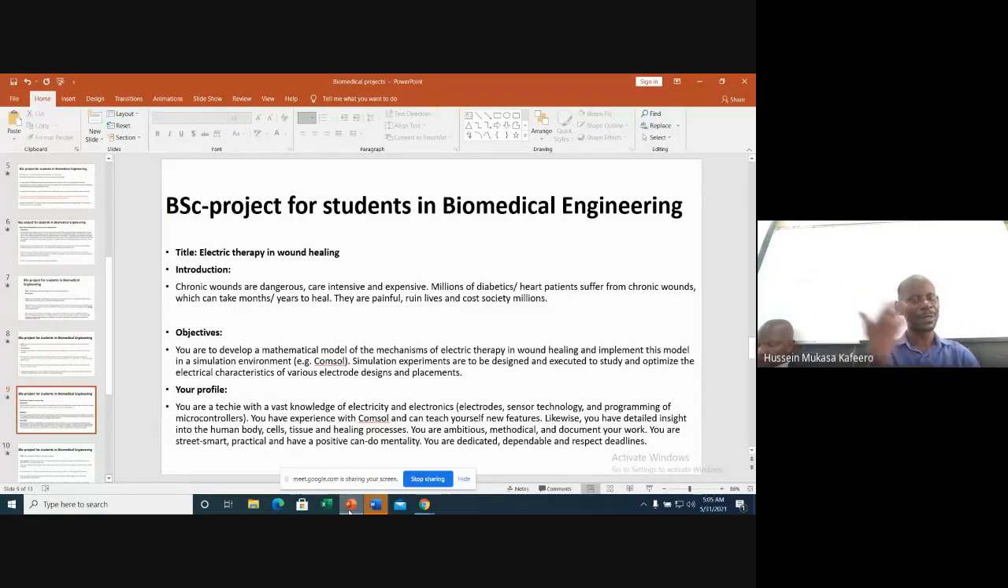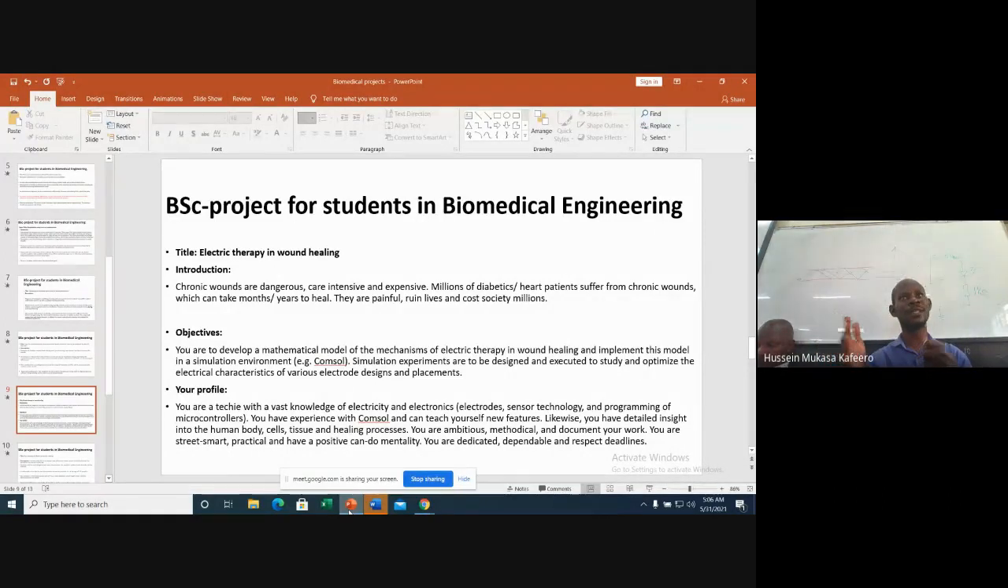So there is a project one can venture into. I've tried to give a brief introduction. The objective is a mathematical model you can use to determine the wound healing procedure using electrical therapy. You are not going to treat the wound, but you are going to simulate a mathematical model. It requires the student to know the mechanism of wound healing.